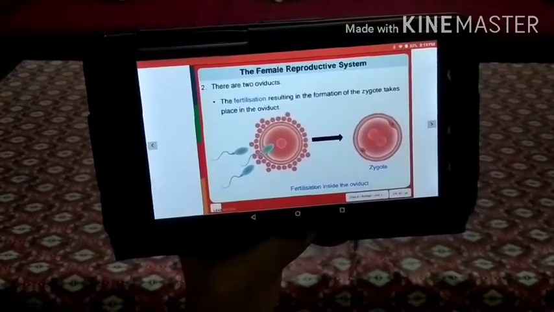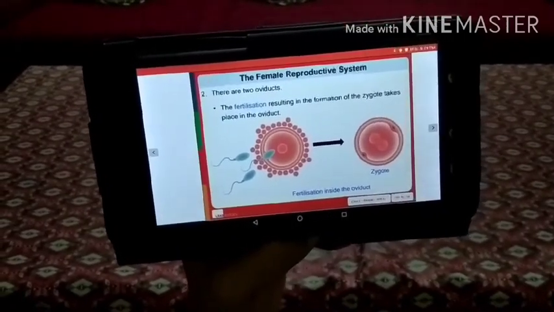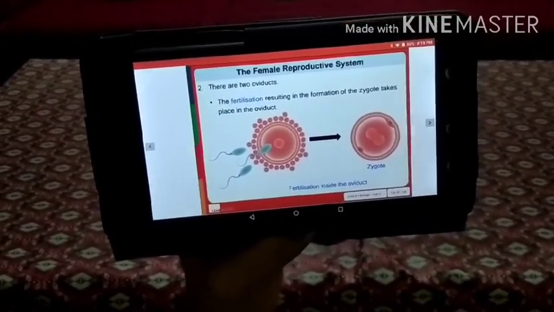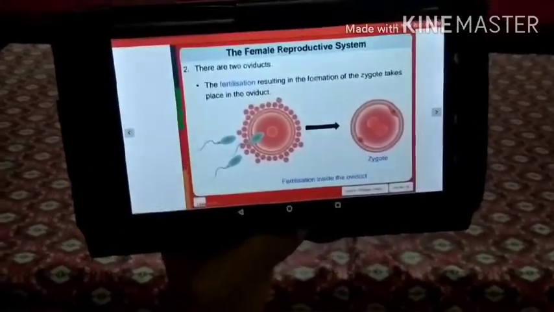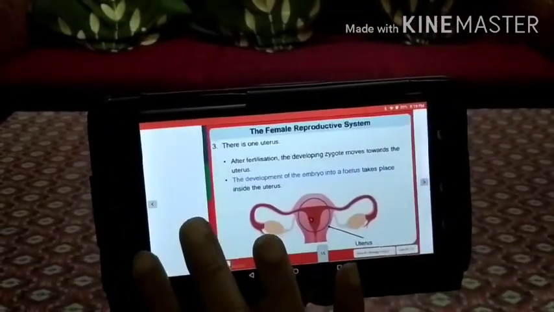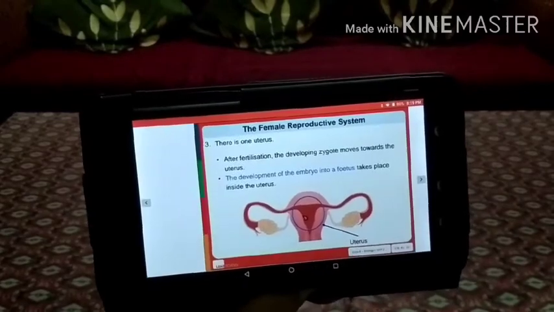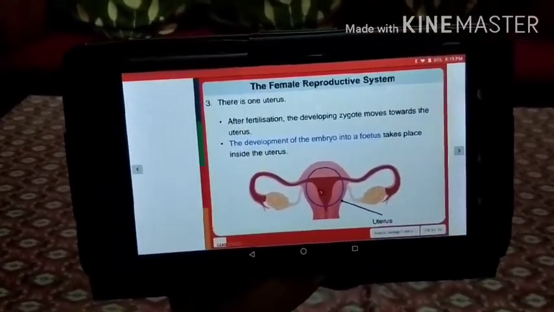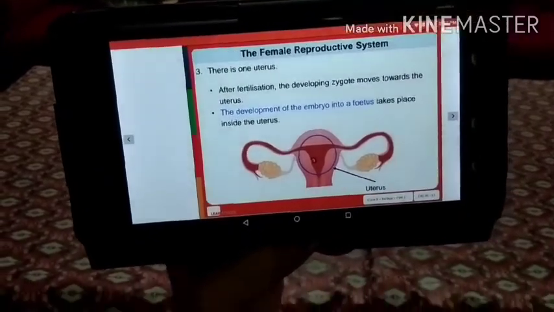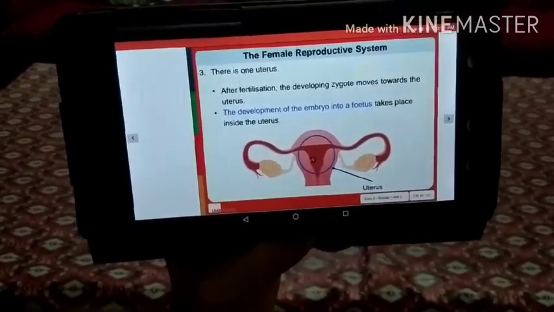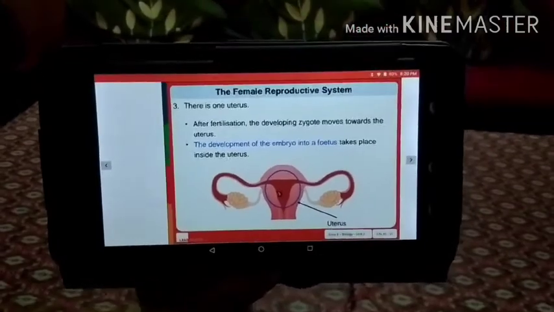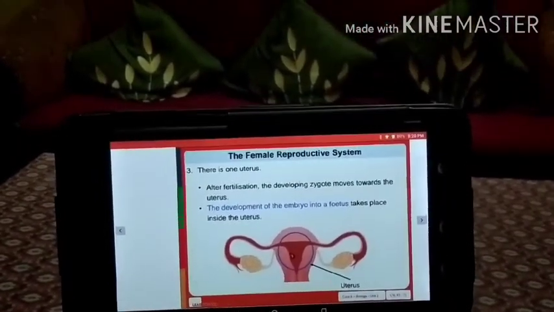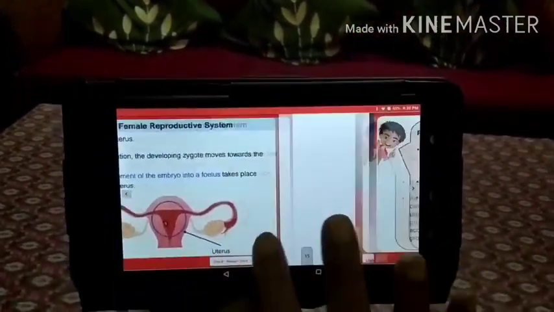The fertilization resulting in the formation of a zygote takes place in the oviduct. There is one uterus. After fertilization, the developing zygote moves towards the uterus. The development of the embryo into a fetus takes place in the uterus.